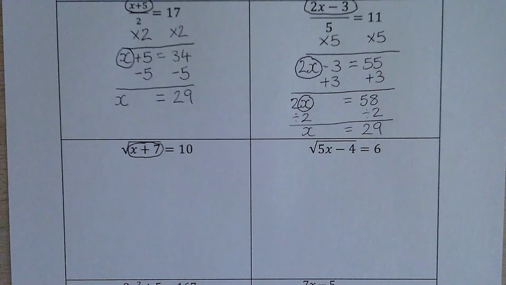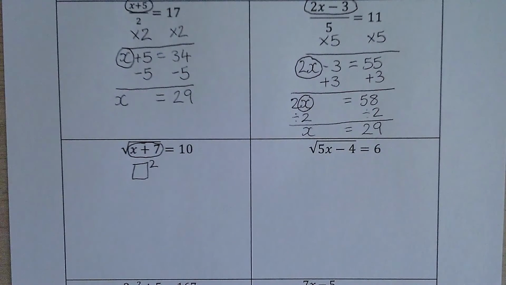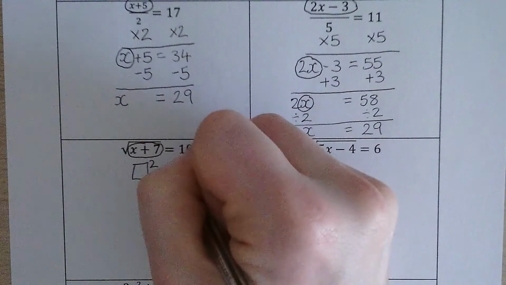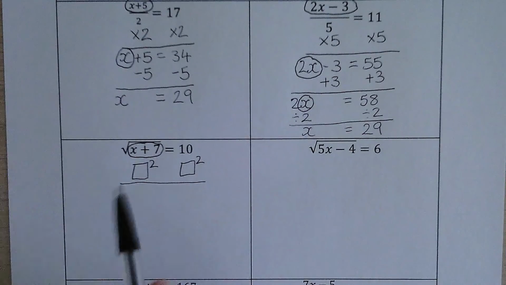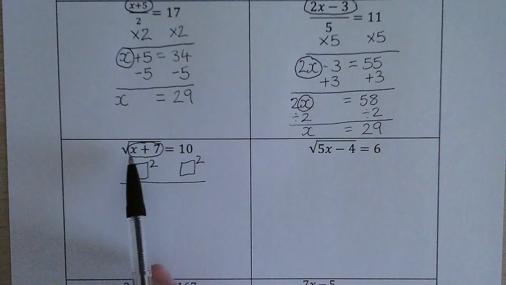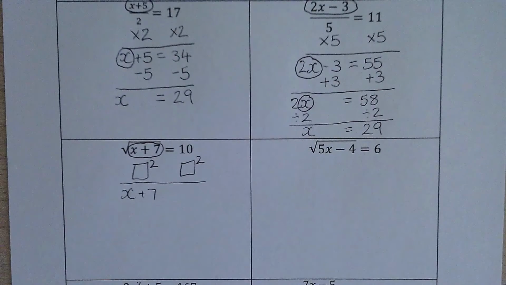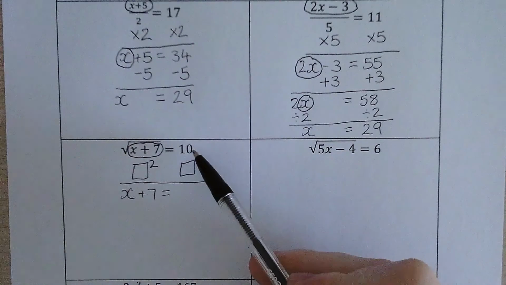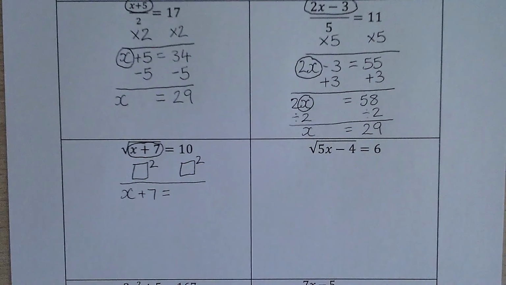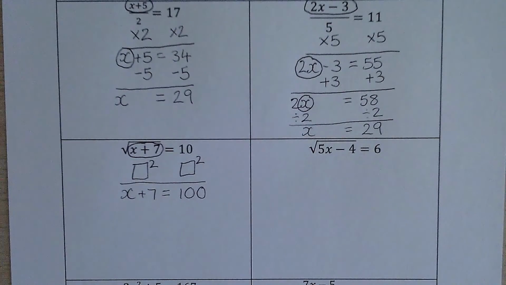The opposite operation of square rooting is squaring. So I need to square the left-hand side of the equation, but that means I will also need to square the right-hand side of the equation. Squaring both sides means that the square root and the square will cancel each other out, leaving us with just x + 7, which is what we were trying to isolate, and the equal sign drops down. Then we need to square 10. 10 times 10 is 100, so we end up with x + 7 = 100.